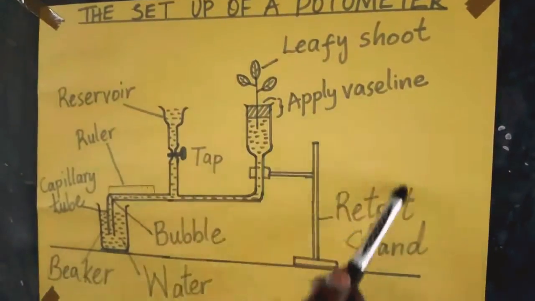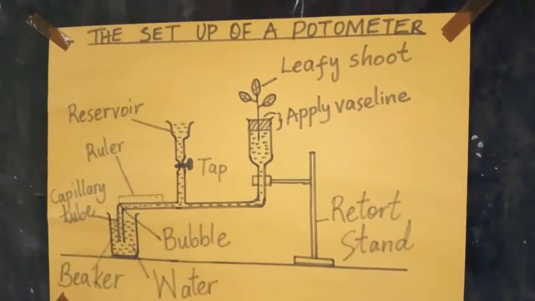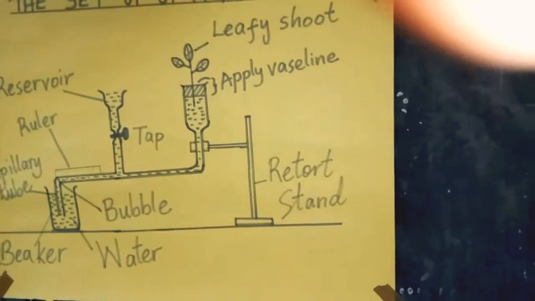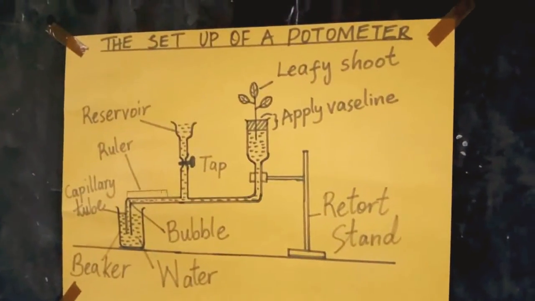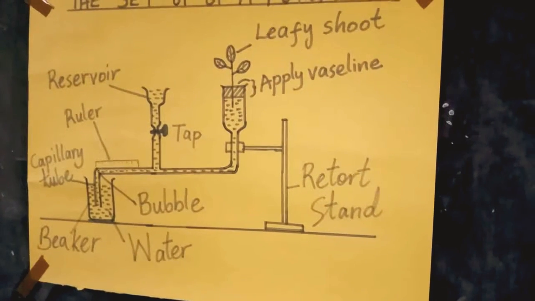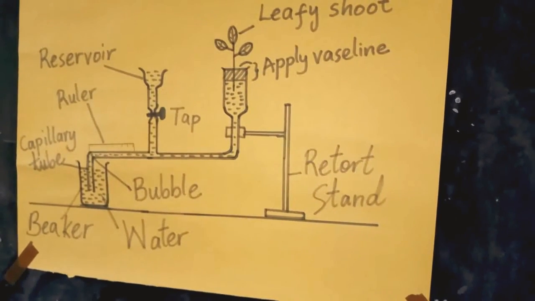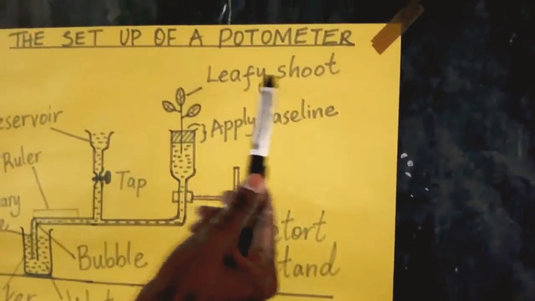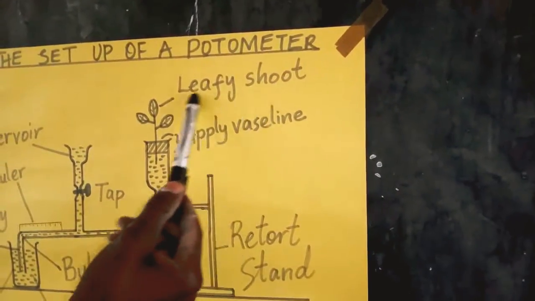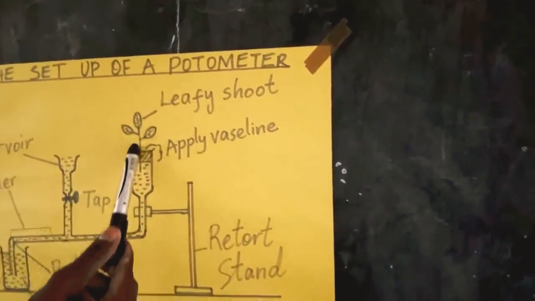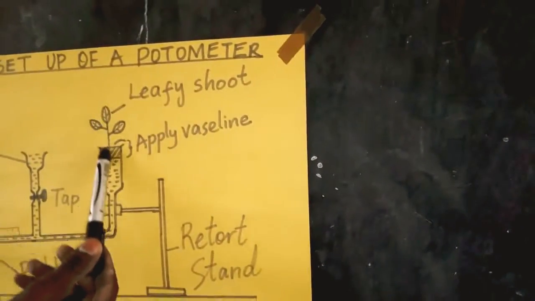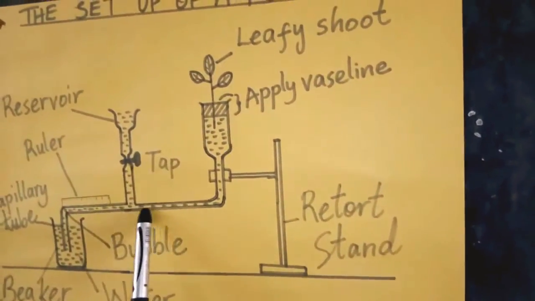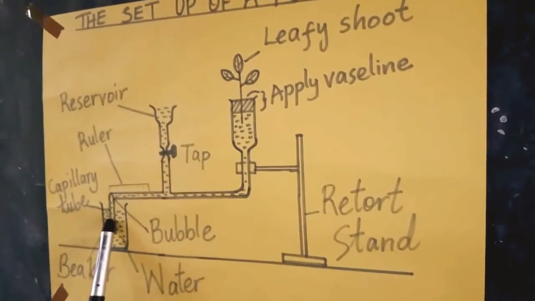Therefore, this apparatus here, the potometer, can enable us to know the rate at which transpiration is taking place within a plant. Let's look at which part plays which role when we are checking on the rate of transpiration. It comprises a leafy shoot which must be placed on top of it, and that leafy shoot is able to absorb water, and the water is placed in a delivery tube in the sense that it is joined to a capillary tube from the lower side.